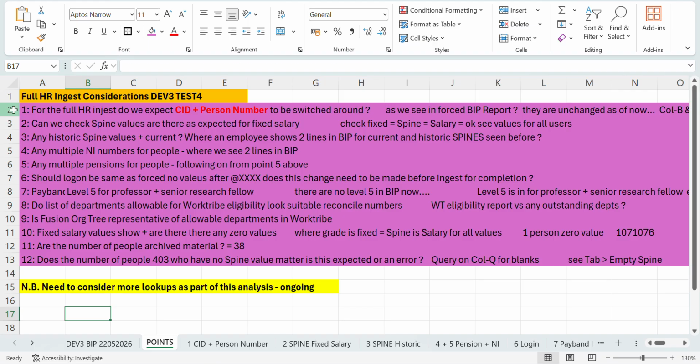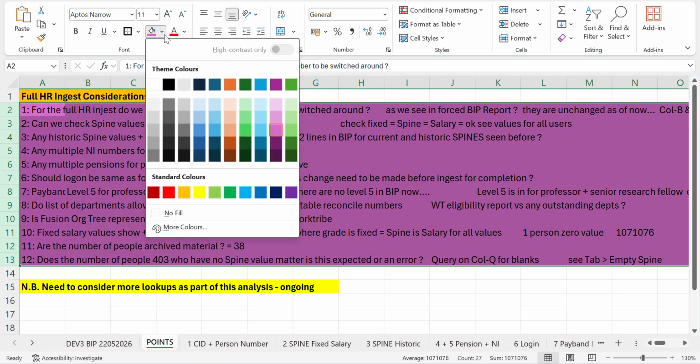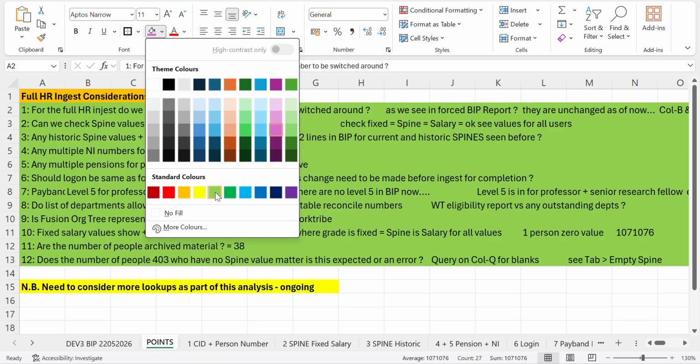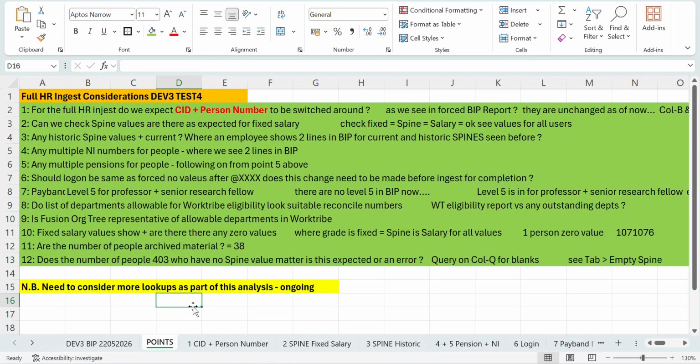They were green, they're now pink. These were our points for consideration before we do an ingest into Worktribe. Just thinking about some of the data in the BIP report and the materiality of it, what we can put up with, what we can't put up with, that allow us to come to a more confident decision of, should I ingest people into Worktribe TEST4 from the Fusion Dev3 environment? Yes or no? Do we need to consider this? And are there some other considerations from other lookups that haven't been looked at yet that we hopefully will swing round to in the next coming days?